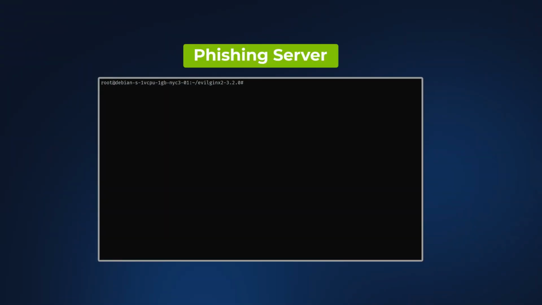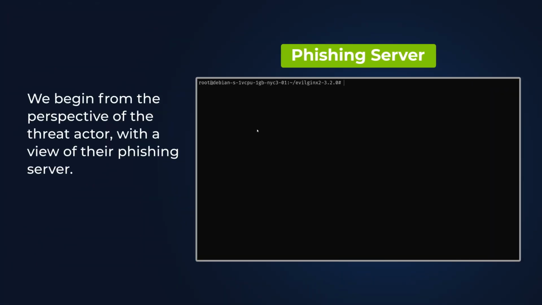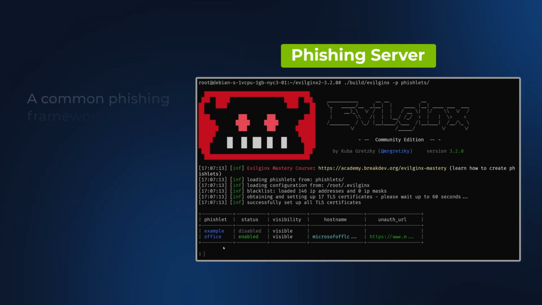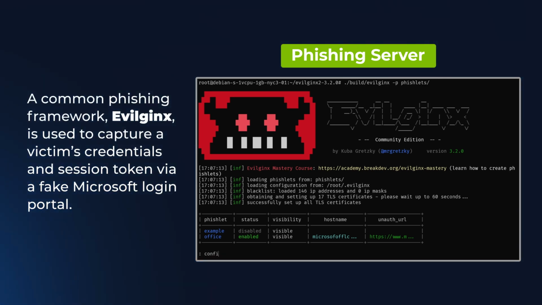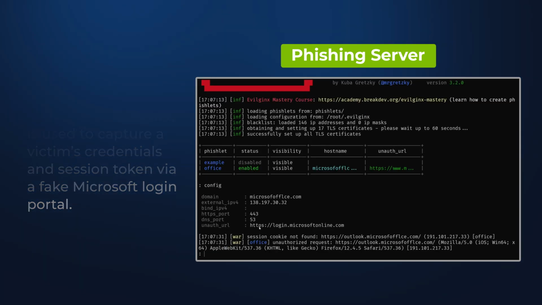In this video, I will demonstrate a multi-factor authentication bypass, also known as an MFA bypass, using a common phishing framework called EvilJinx. Once EvilJinx is configured and running, we can display the phishing domain that will be used to spoof a Microsoft 365 login portal and capture a victim's credentials and session token.